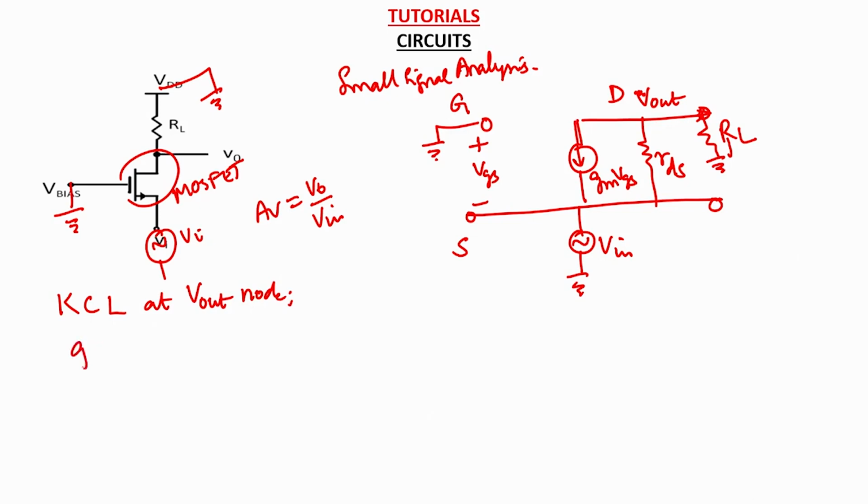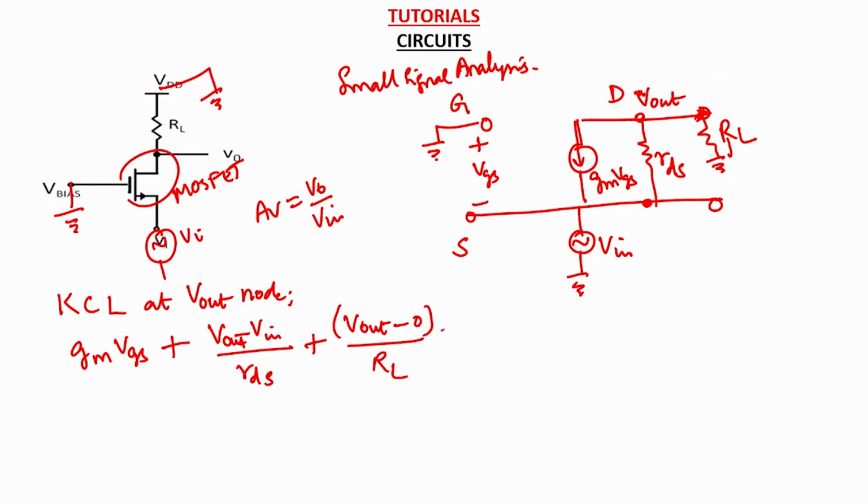So we write the KCL equation for this, which is gm VGS plus (V out minus V in) by RDS plus V out and RL between V out and ground, so V out minus 0 by RL. The summation is 0. You also see that V in is between source and ground, and VGS comes like this. So what it effectively means is VGS is nothing but minus V in.